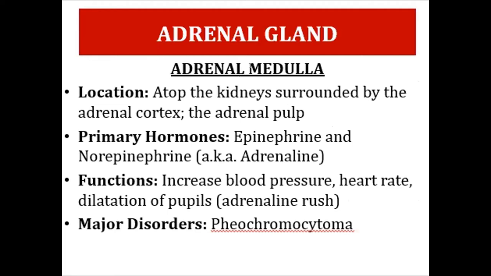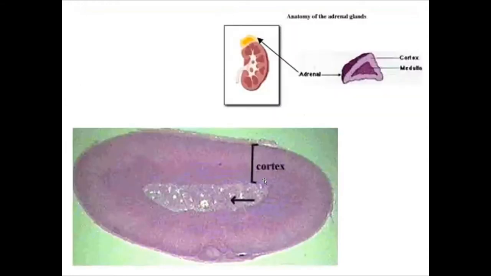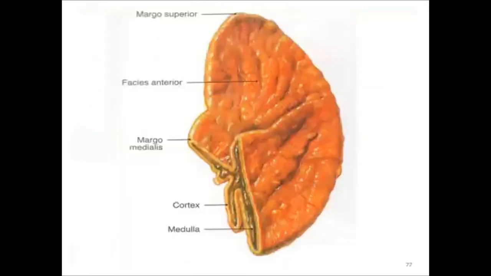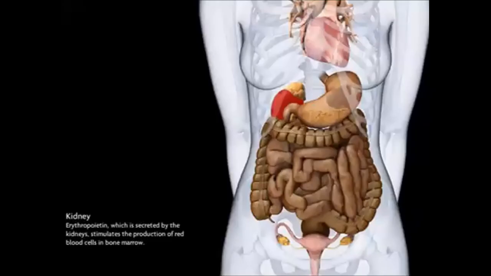Adrenal gland, adrenal medulla. Location: atop the kidney, surrounded by the adrenal cortex. Primary hormones: epinephrine and norepinephrine, or adrenaline. Function: increased blood pressure, heart rate, dilatation of the pupils, adrenaline rush. Major disorder: pheochromocytoma. Here, the cortex in the adrenal glands. The suprarenal gland or adrenal gland with two parts, cortex and medulla, and in the cortex three zones are present. Here, the location of the adrenal gland in section, two different forms.